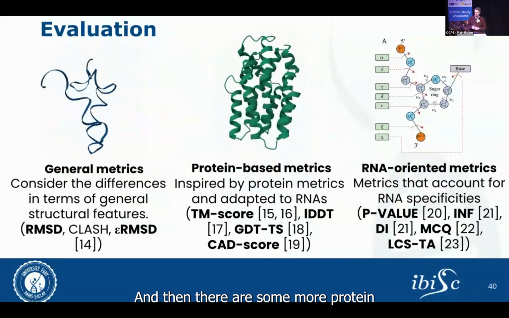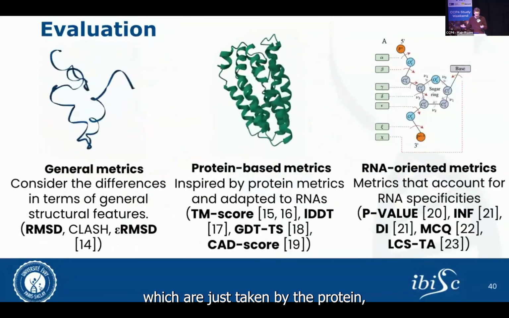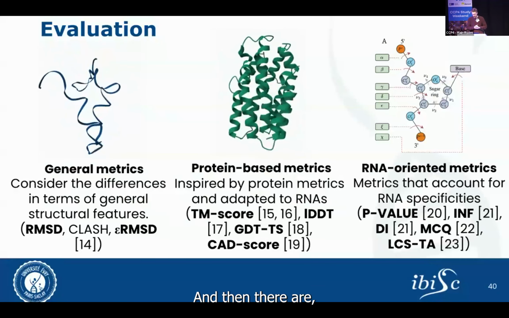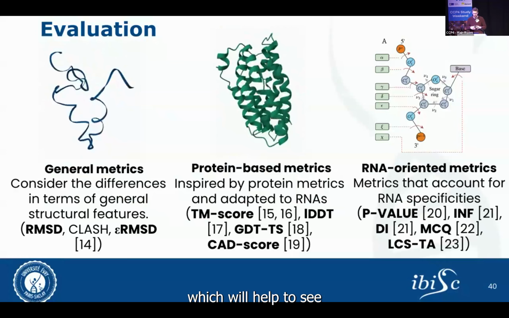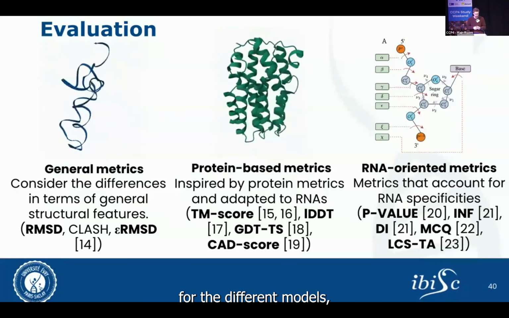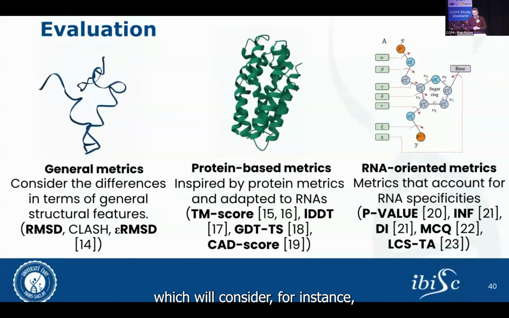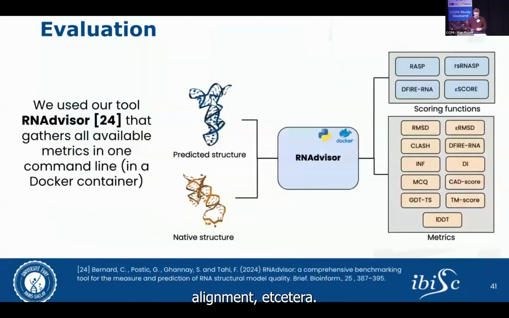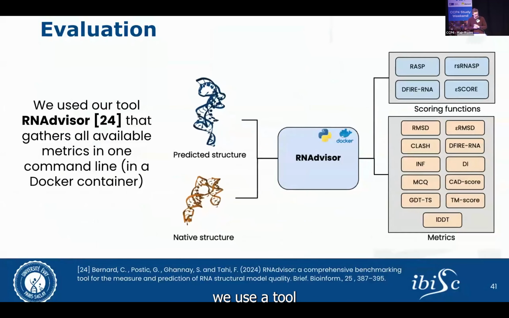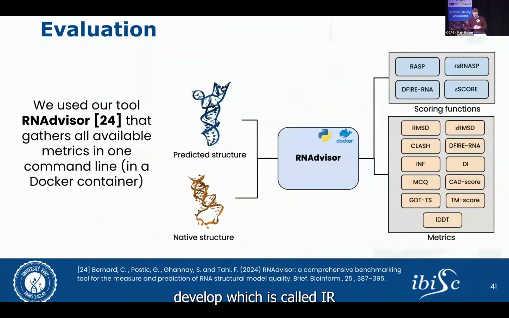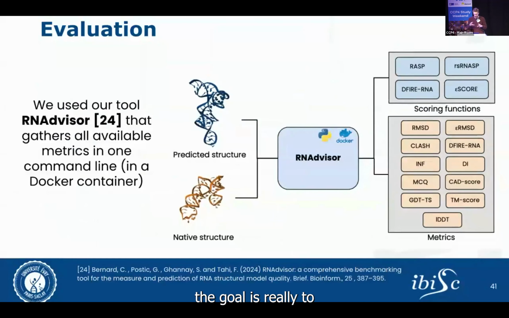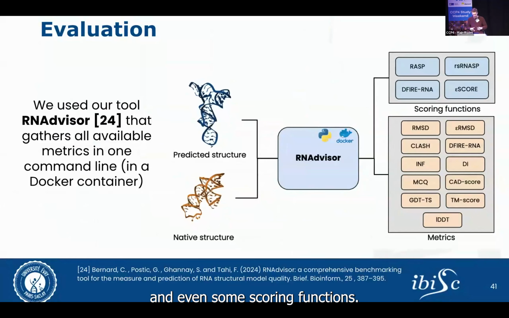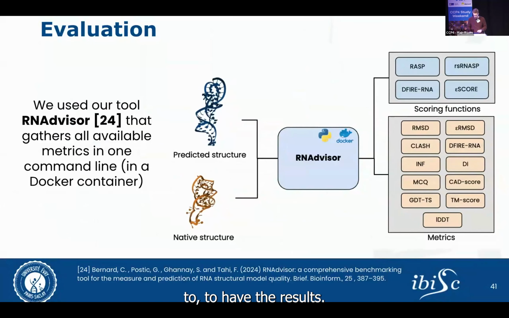And then there are some more protein-based metrics, which are just taken from the protein community, like TM score, for instance. And then there are RNA-oriented metrics, which will help to see the different limits for the different models, and which will consider, for instance, RNA key interactions, or even torsional angles, alignment, etc. For the benchmark, we use a tool which we developed, called RNA Advisor, where the goal is really to gather in one command line all the existing metrics and even some scoring functions. So we use this tool to get the results.